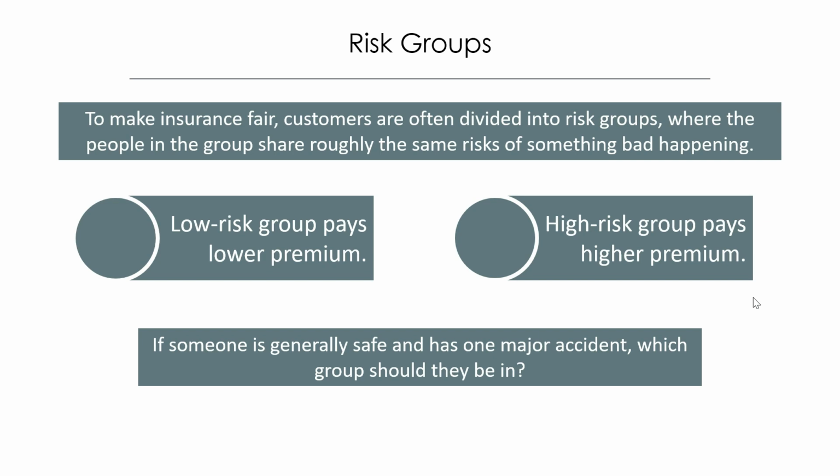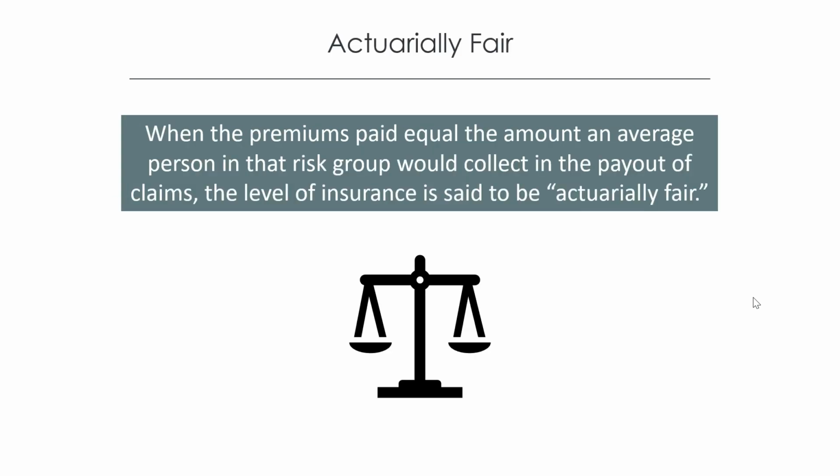As I mentioned earlier, people pay their premiums based on the probability the insurer deems that the person or firm will need a payout. This is called dividing into risk groups. And the riskier you are, the higher premium you will pay. Insurance companies want to make groups actuarially fair, which is when premiums paid equal the amount an average person in that risk group would collect in the payout of the claims. If the groups are actuarially fair, the only profits the insurance company will make will come from investing the money.